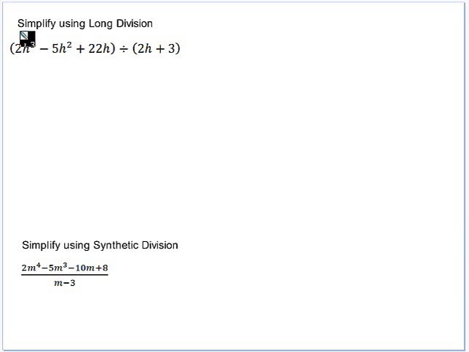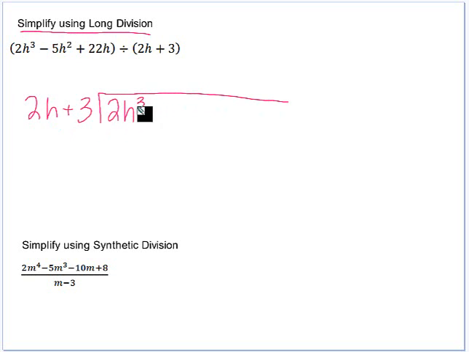Algebra 2, reviewing for the first semester final. We are going to simplify first using long division. So we first have to set it up correctly. 2h plus 3 goes on the outside, and then we have 2h cubed minus 5h squared plus 22h. Notice we don't have a number at the end, so we better put a plus 0 as a placeholder.